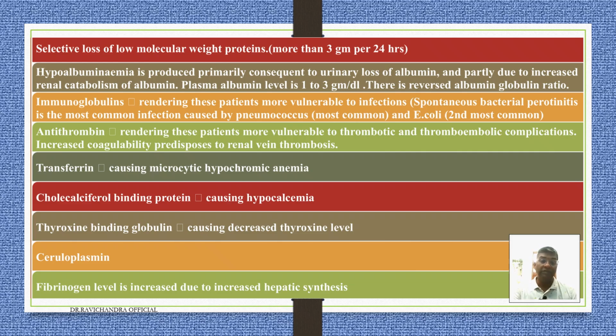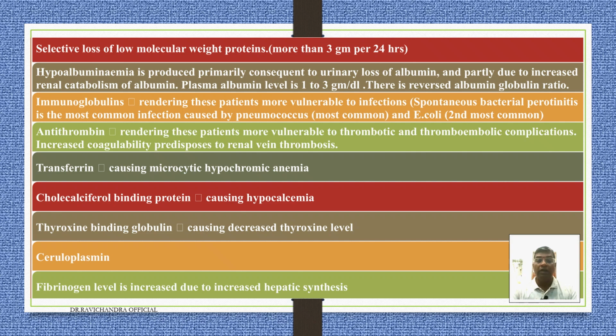Coming to the immunoglobulins, they will be raised, rendering these patients more vulnerable to infection. That is, immunoglobulins will be decreased, not increased. Decreased immunoglobulins result in infections with many bacteria. Out of them, the most common will be pneumococcus, and it will result in spontaneous bacterial peritonitis. So spontaneous bacterial peritonitis is the most common infection seen in nephrotic syndrome because of the decreased immunoglobulins. The causative organism is pneumococcus, followed by E. coli.